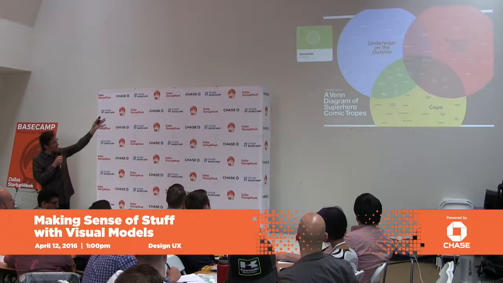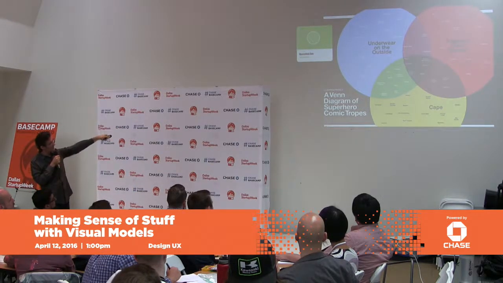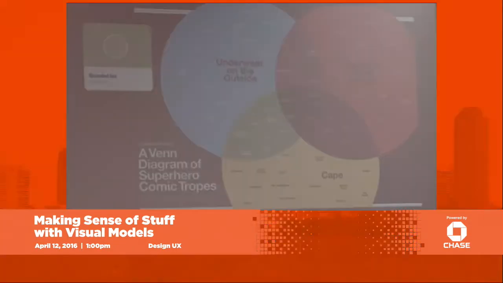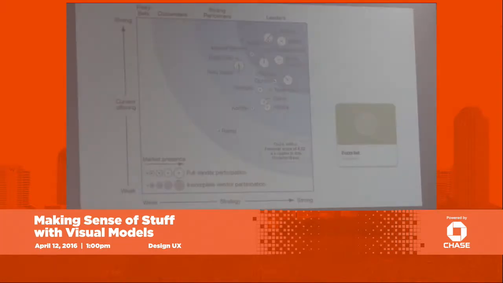So if we go to Venn diagrams, that's a bounded set. So I love this diagram. It's a Venn diagram of superhero comic tropes. I'll just let you appreciate that for a moment. Underwear on the outside, tragically dead parents, cape. And you can see which heroes fit in which category. So very clearly a bounded set, hard edges.